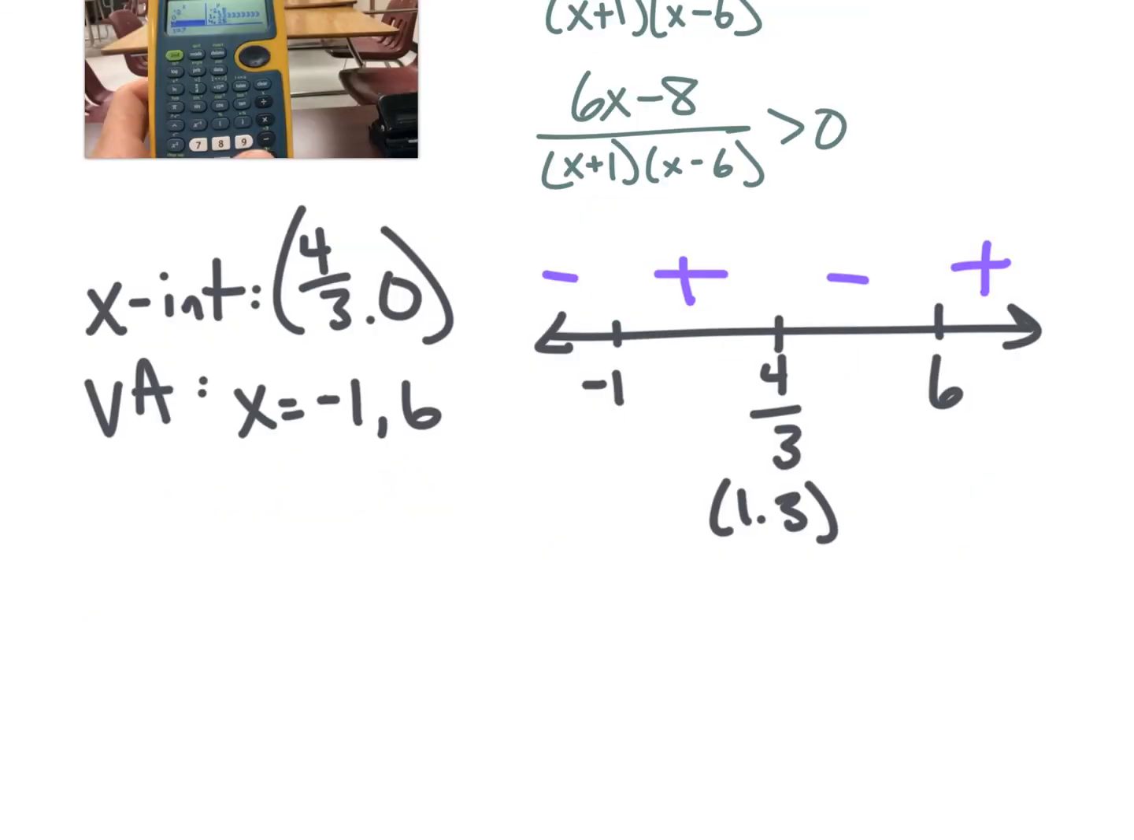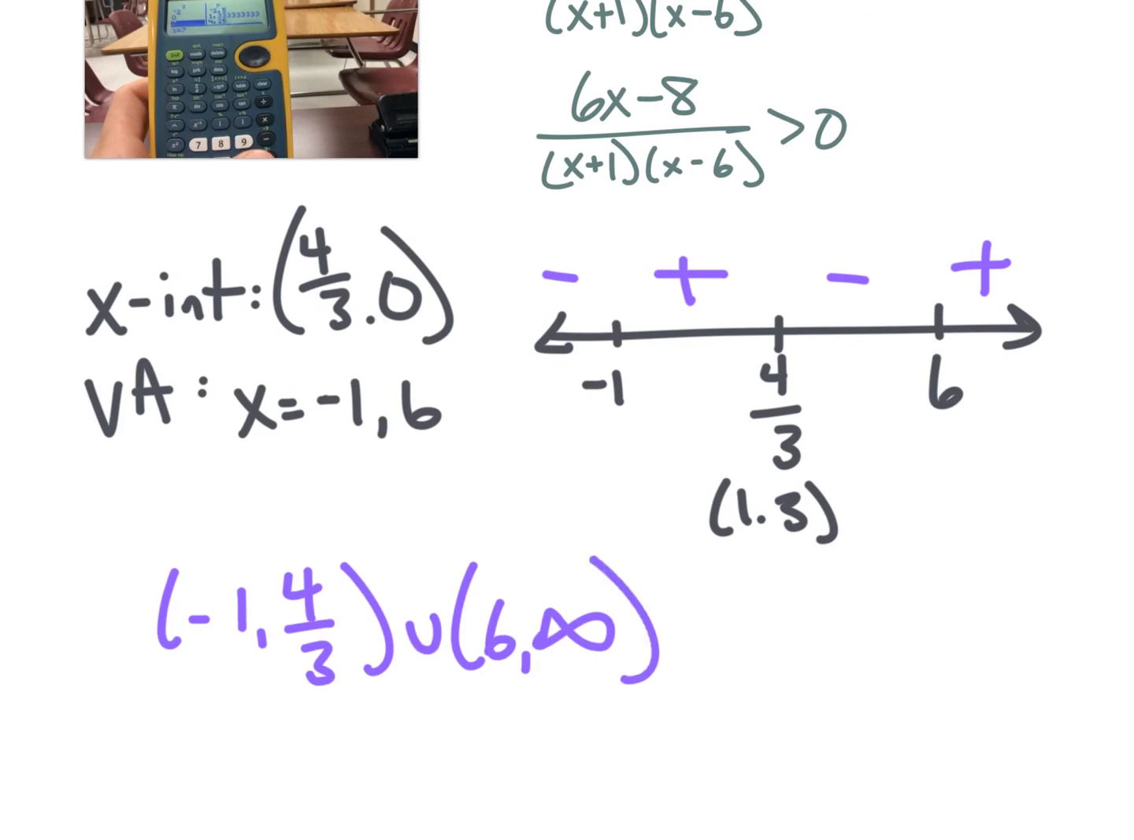So now looking at my sign chart, I can see the intervals where it's greater than 0 would be from -1 to 4/3, union 6 to infinity, the places where I got a positive sign.